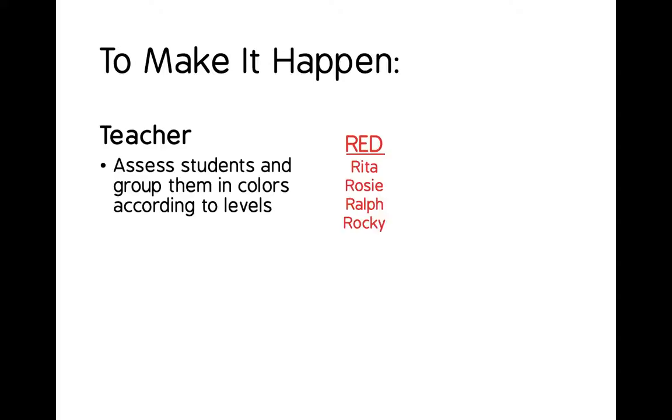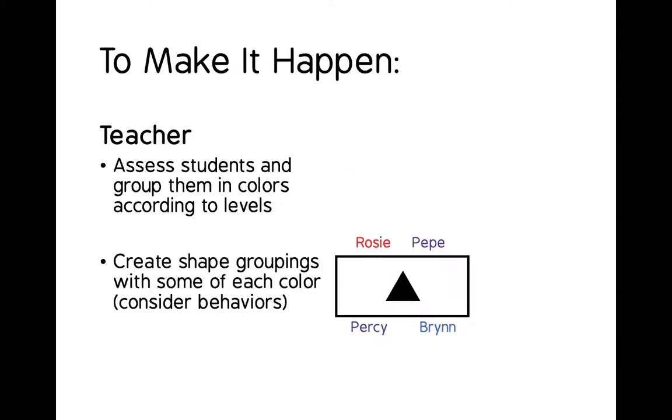To make this happen, it's not as hard as it may seem. The teacher assesses students and groups them in colors according to levels. Then, the teacher creates shape groupings with some of each color. Here's the benefit. You can consider behaviors here. So if there are two students who should not ever be in a group together, you can make that happen, even if they're working at the same level. The only time that they'll be in the group together is in front of you at the teacher station.